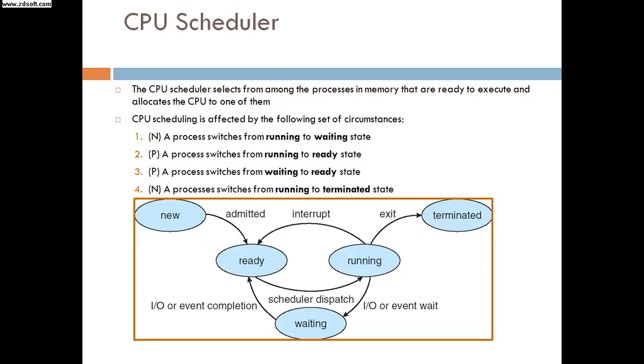With this process state diagram, we can explain the preemptive and non-preemptive scheduling. A process switches from running to waiting state, and a process switches from running to terminated state. These come under non-preemptive scheduling. And a process switches from running state to ready state, and a process switches from waiting to ready state. Eventually, if it leads to the ready state, then it is said to be preemptive.